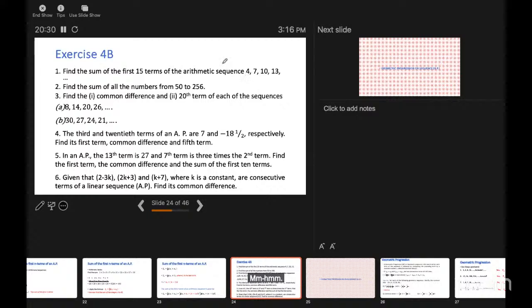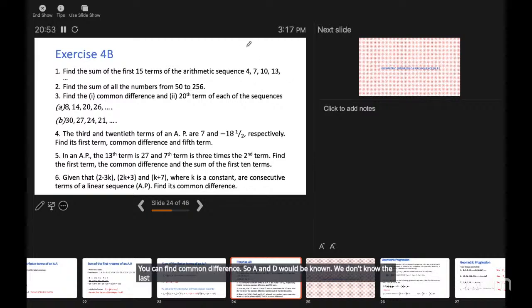Yes, we are going to use the formula Sn equals n over 2 into bracket 2a plus (n minus 1)d. The reason is that from this information we can find a and we can find the common difference. So a and d will be known. We don't know the last term, so we cannot use the formula n over 2 into (a plus l), because we don't know the last term. So we cannot find S15.